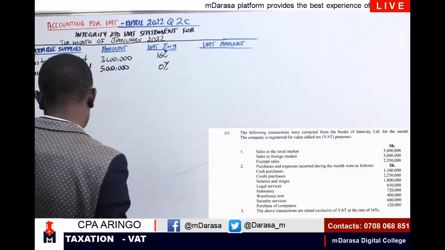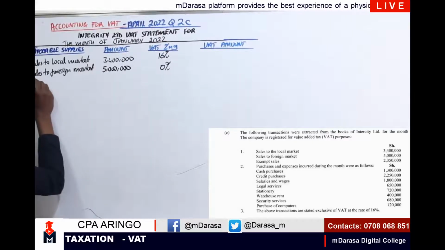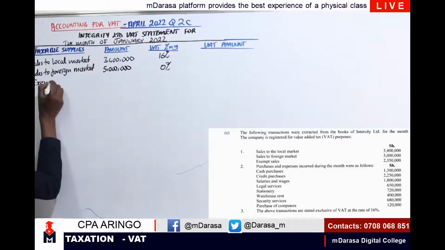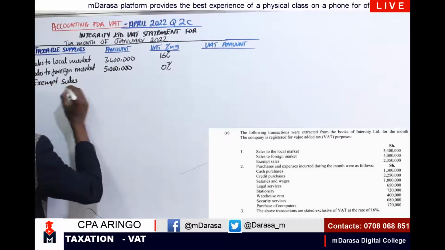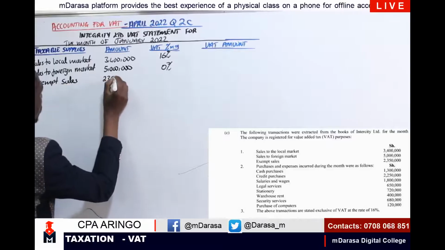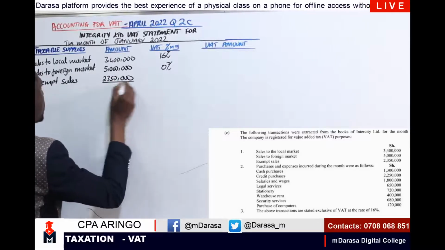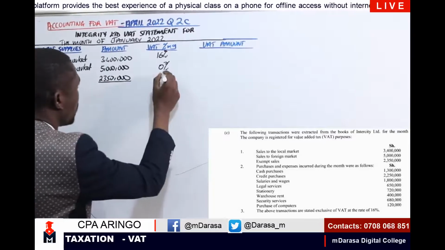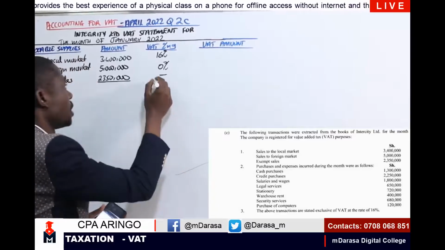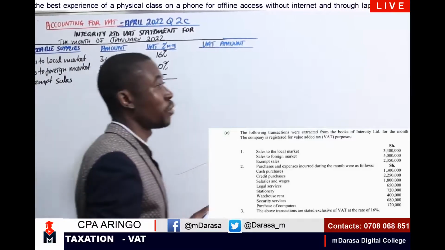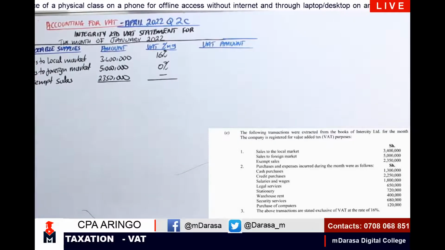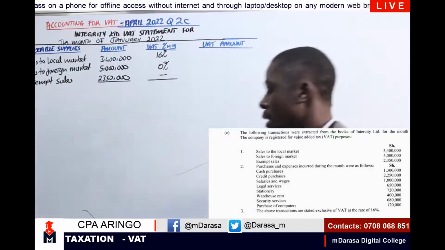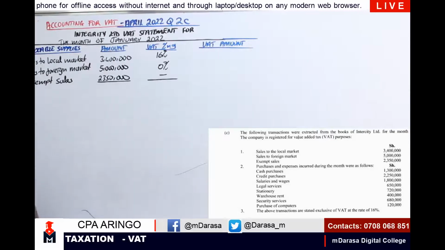Then you are having exempt sales. Exempt sales here I'm given 2350. So clearly, just by that fact, having exempt sales, the key element that should be clicking at the back of our mind is the concept of deductible input tax, because I'm having this taxpayer dealing with both taxable supplies and exempt supplies as well.